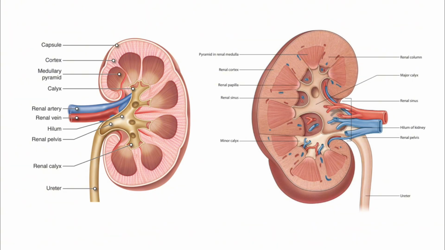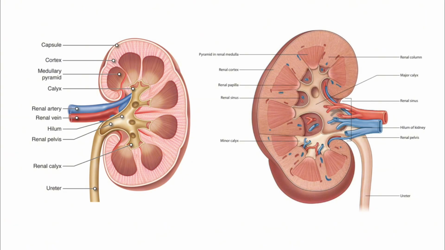Importantly, the kidneys are obliquely oriented, with their anterior and posterior surfaces directed anterolaterally and posteromedially. Understanding this orientation is crucial for procedures like percutaneous nephrostomy or endourological interventions.